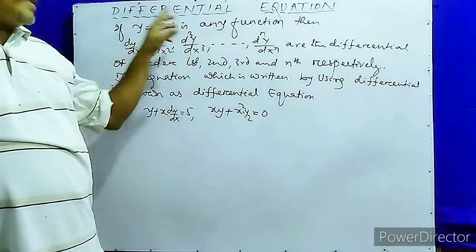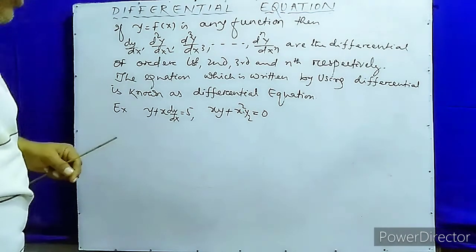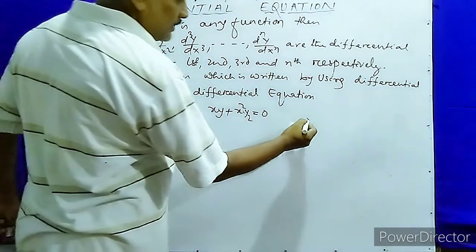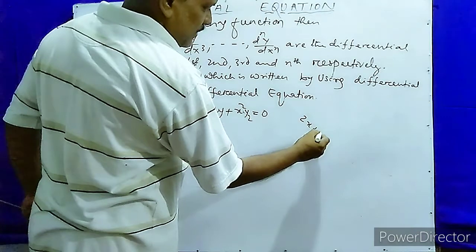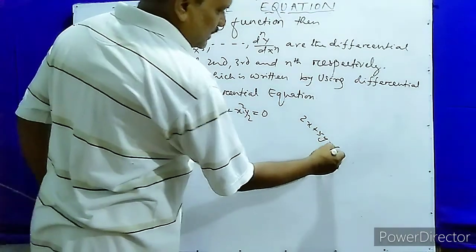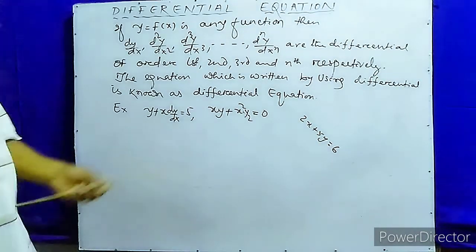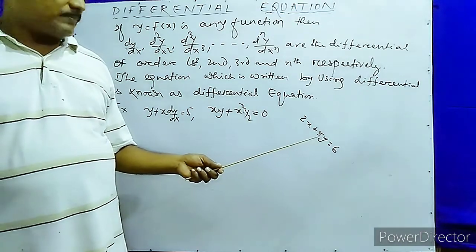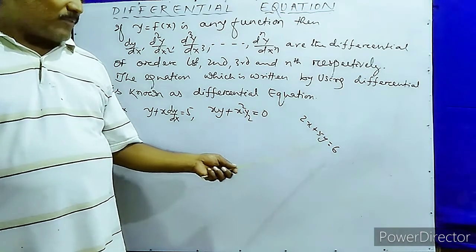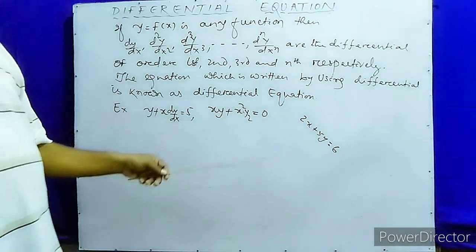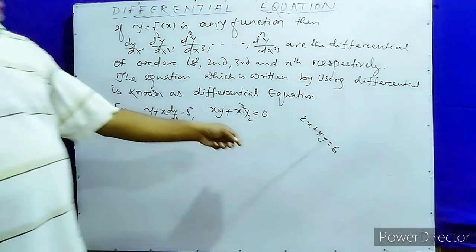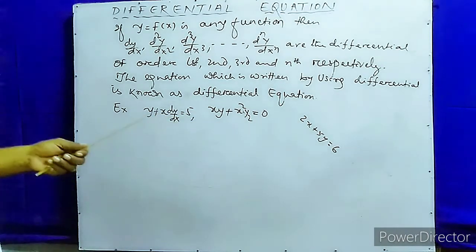Some unknown variables. For example, look at one of the equations, I will write here 2x plus 5y is equal to 6. This is one equation. Here this is the ordinary equation. Okay, 2x plus 5y equal to 6. Just like this is the ordinary equation, but what is the differential equation?